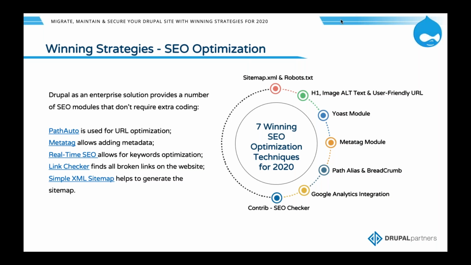The next module is Real-time SEO. This is very similar to the Yoast module. It helps to optimize the content around the keywords in a fast and non-spamming manner, and it works well together with the Metatag module.